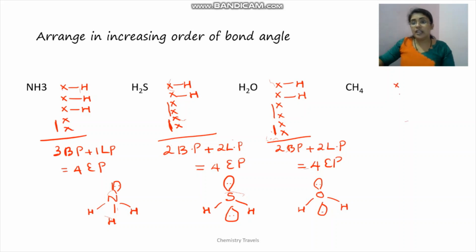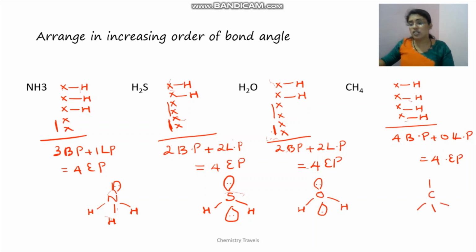Carbon would have 1, 2, 3, 4. Carbon's valence shell electrons are 4. Then the 4 hydrogen atoms represent 1, 2, 3 and 4, which means this has 4 bond pairs and 0 lone pairs. There are no free electrons present, so 0 lone pairs. Totally it is 4 electron pairs, which means this would have a proper regular tetrahedral structure.